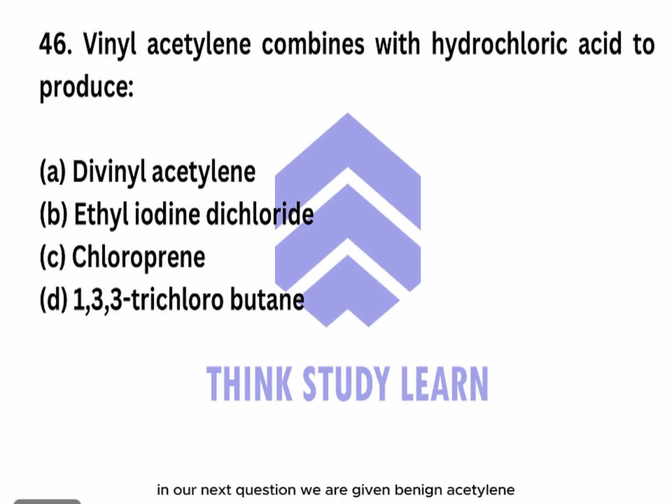In our next question, we are given vinyl acetylene combines with hydrochloric acid to produce what? In this reaction, we obtain chloroprene, which is used as a monomer.